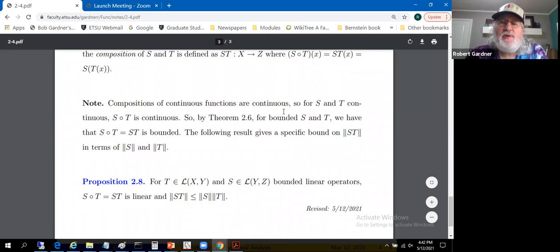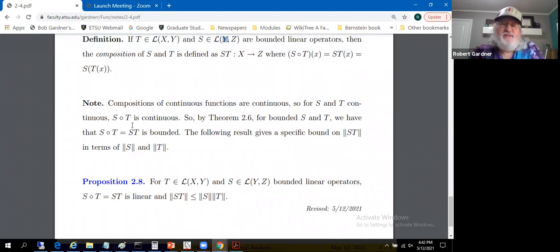Compositions of continuous functions are continuous. So if S and T are both continuous, then their composition is continuous. Standard stuff you show in senior level analysis, might even pop up, at least a statement of it, in Calculus 1. Compositions of continuous functions are continuous. Hey, Theorem 2.6 tells you then, if S and T are both continuous, then they're both bounded. Theorem 2.6 implies that. The composition is continuous by some standard analysis stuff. Theorem 2.6 tells you that must be bounded too.